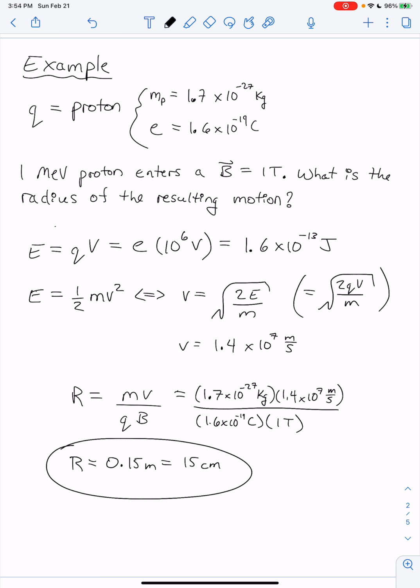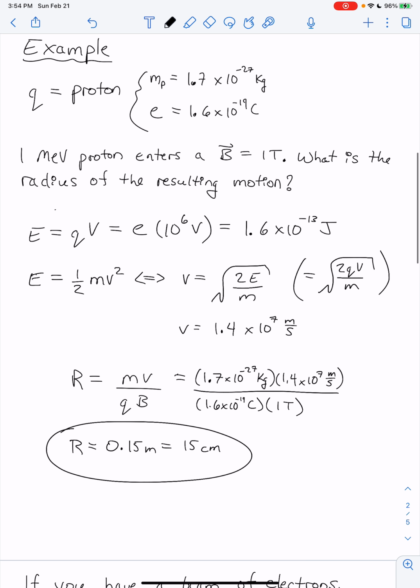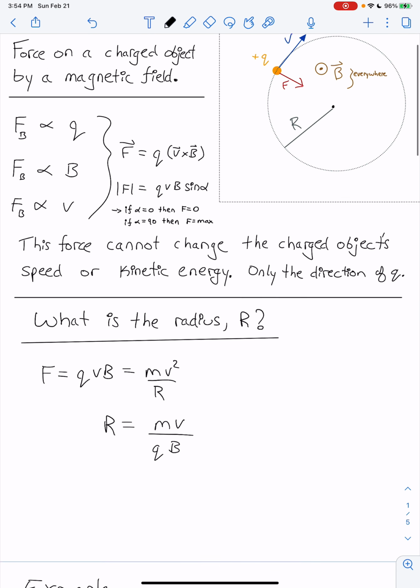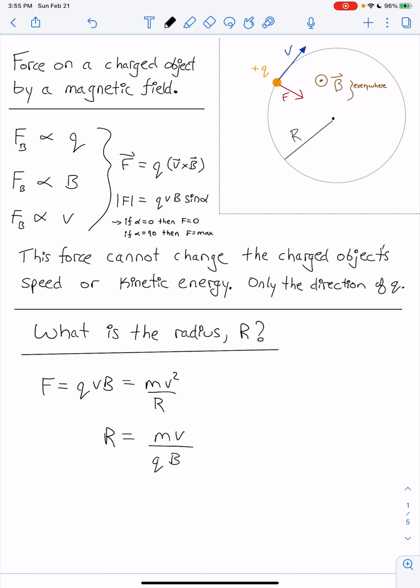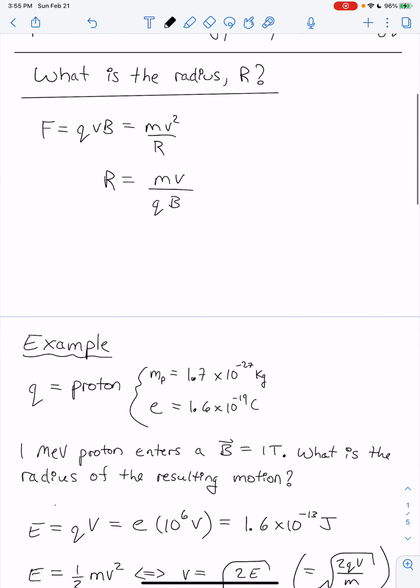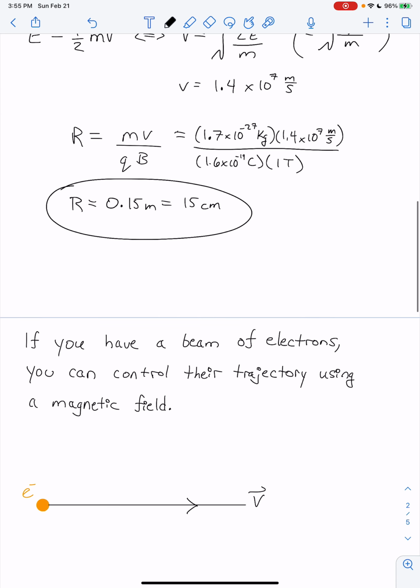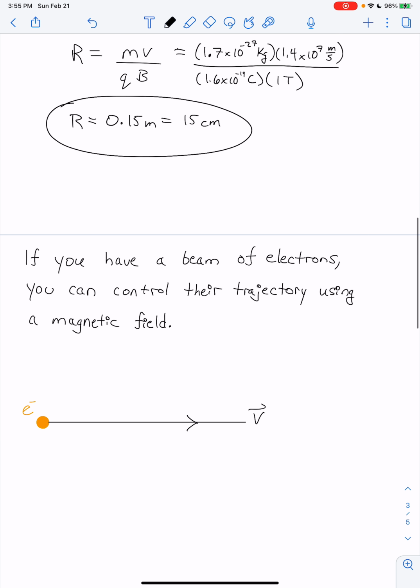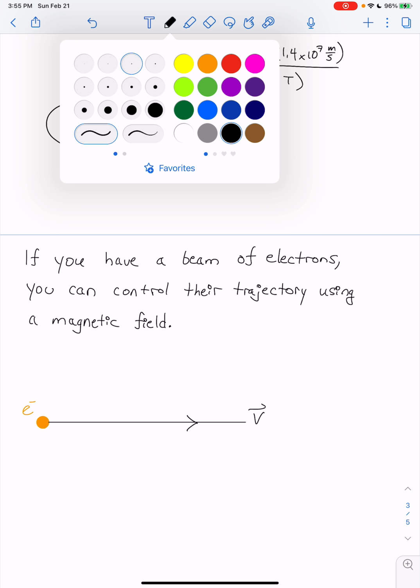Now, it may be interesting to recognize that this is a very powerful technique for controlling the trajectory of a charged object with a magnetic field. And this has a great deal of applications. So let's just imagine that we have a beam of electrons, and you want to be able to control their trajectory, and you know that you can do this with a magnetic field. So what are our options?